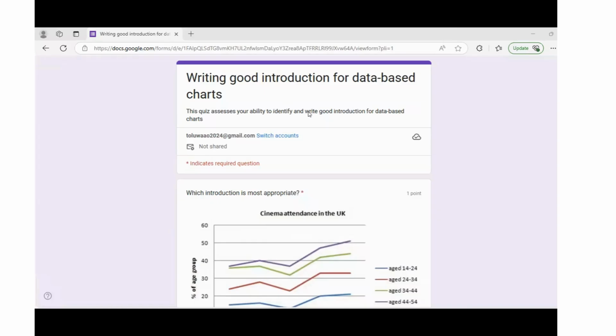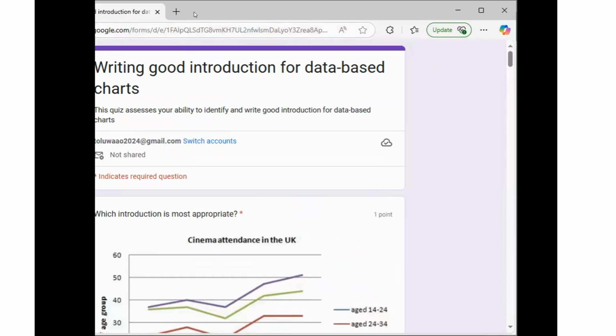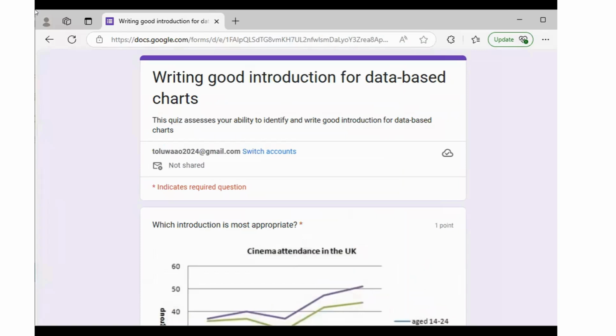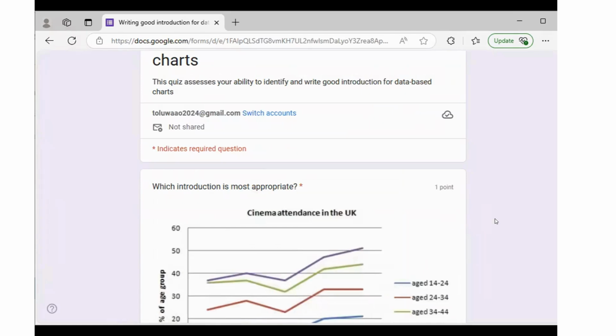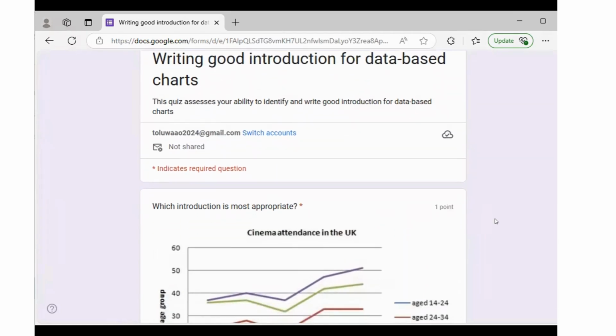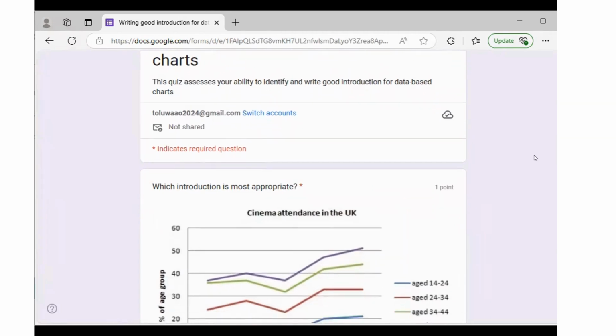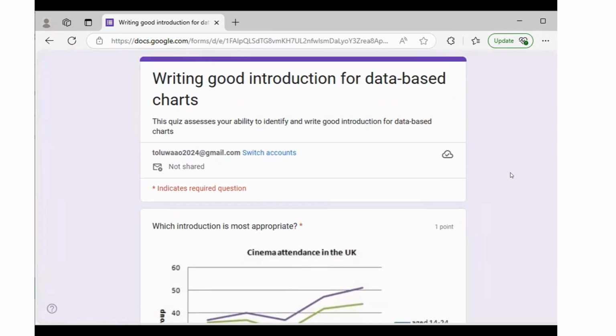All right, so let's look at these quiz questions, and I'm going to show you how to use this quiz to build up your understanding of percentages and your understanding of writing an accurate introduction. So I want you to follow closely.